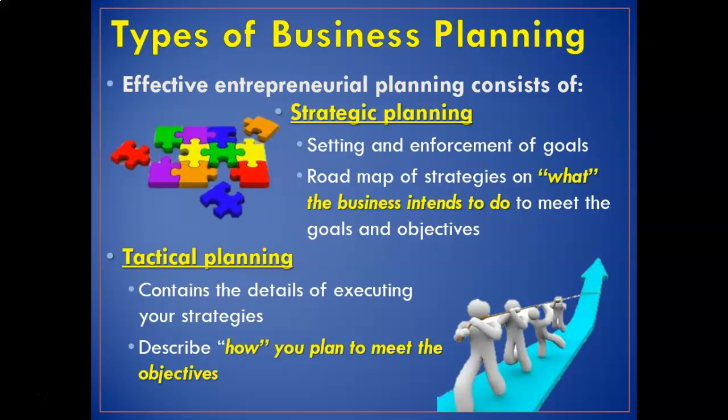Types of business planning: you have strategic planning and tactical planning. Strategic planning is setting and enforcement of goals. It is a roadmap of strategies on what the business intends to do to meet the goals and objectives. Tactical planning contains the details of executing your strategies. So it describes how you plan to meet the objectives.